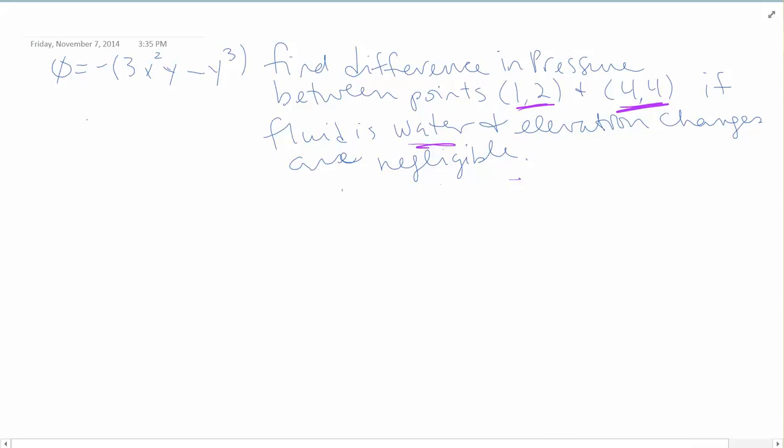Now we're also given this velocity potential, which is phi. That's given as negative 3x squared y minus y cubed. And again, x and y are just the x and y coordinate locations.